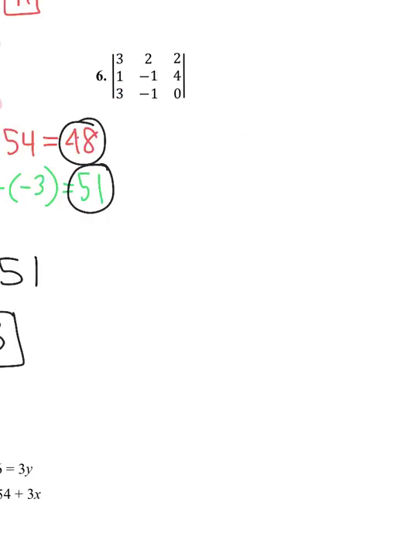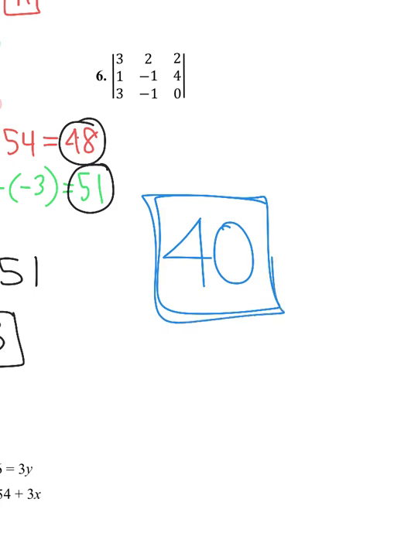All right, so your final answer for number 6 should be 40. Okay, hopefully you got that. If not, go back and just check for careless mistakes. It's very easy, especially with the 0. Just make sure that when you multiply by 0, you are getting 0.